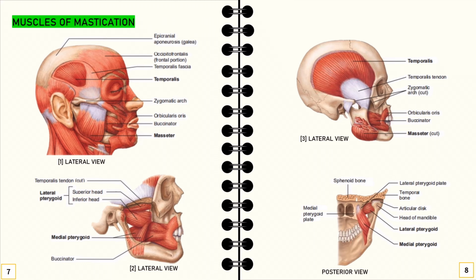At page 7 and 8 shows the muscles of mastication in lateral and posterior view. In anatomical terminology, mastication is known as chewing action. The function of the muscles of mastication is to move the mandible at the temporomandibular joint.